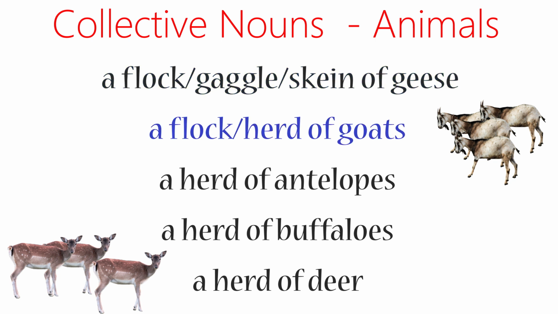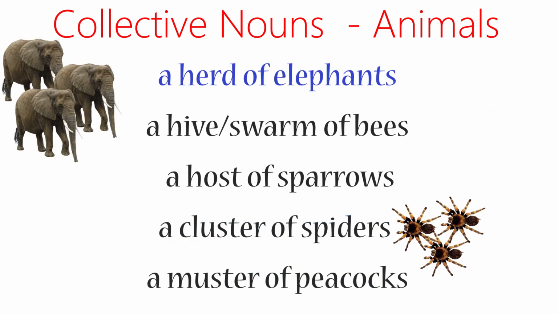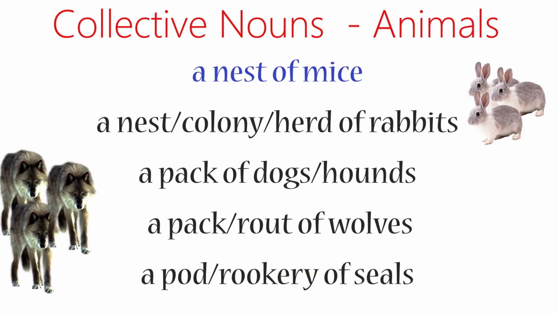A flock of goats. A herd of goats. A herd of antelopes. A herd of buffaloes. A herd of deer. A herd of elephants. A hive of bees or a swarm of bees. A host of sparrows. A cluster of spiders. A muster of peacocks. A nest of mice, a nest of rabbits, a colony of rabbits, or a herd of rabbits. Herd is used only for domestic rabbits.